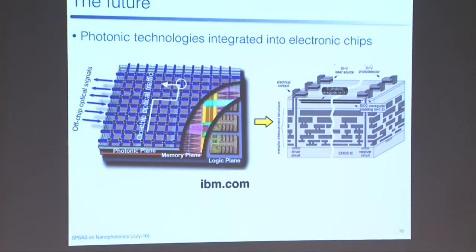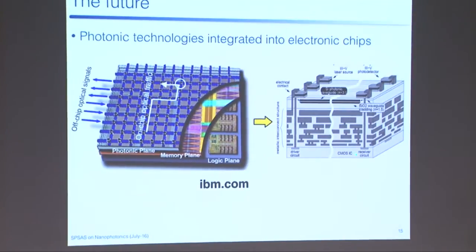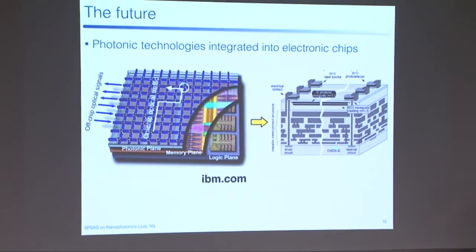This is a view from IBM. It's been around for a few years. The chips of the future would have layers that are electronic. So the transistors are still there to do the processing of information. And then on top of them, a photonic layer, meaning conversion from electronic to photonics. That signal is routed throughout the chip and then backward there.